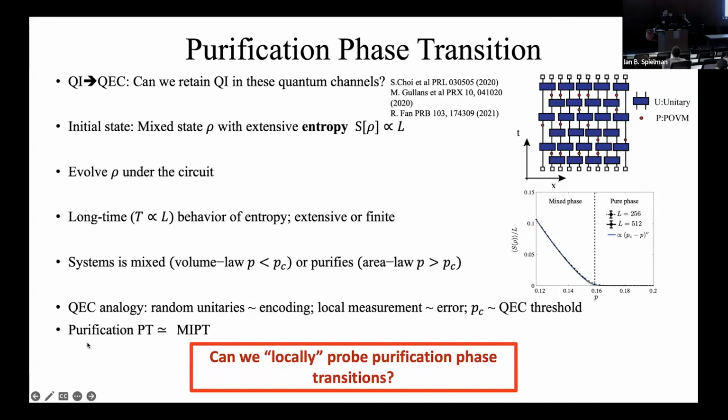This perspective also allows us to have some analogy with quantum error correcting codes, in the sense that we can think of these unitaries as some encoding gates which scramble the information non-locally throughout all the qubits in the system. We can think of the local measurements as some errors. And then this p_c, the critical value of the measurement rate, is analogous to the noise threshold of a quantum error correcting code.